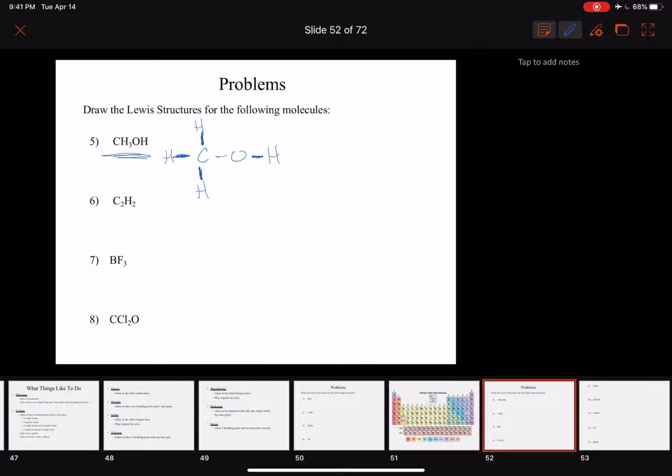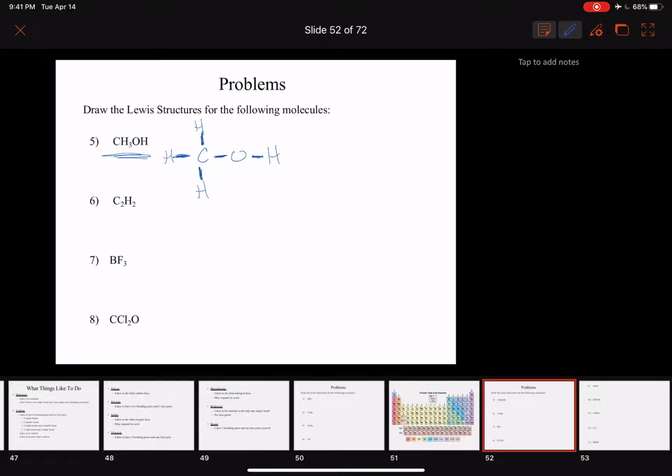The carbon there is surrounded by 4 bonding pairs. So we've got 4 single bonds. That's 4 bonding pairs. 2, 4, 6, 8. That's an octet. The oxygen is surrounded by 2 bonding pairs, 2 single bonds. So it has 2, 4 electrons around it. So it only has a quartet. So that's a problem there. It needs to have an octet.